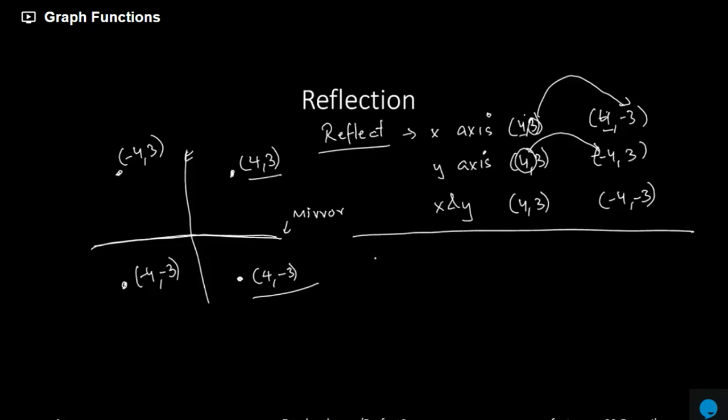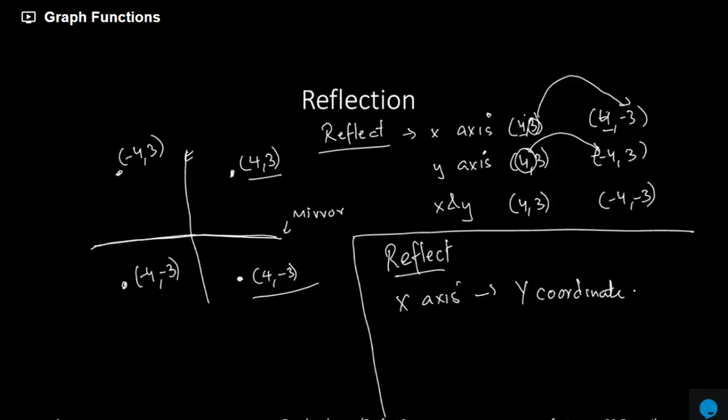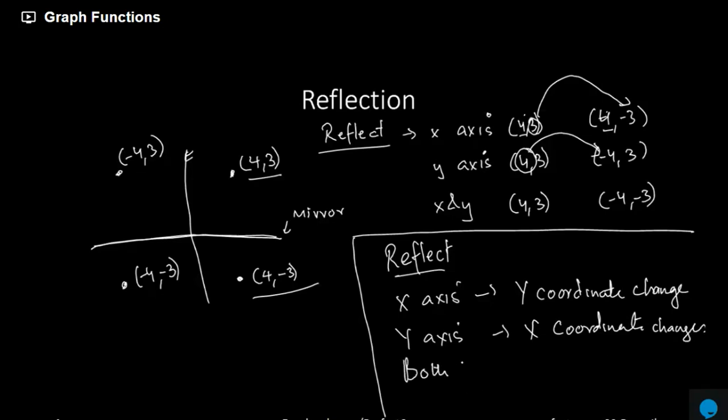That brings me to my first point when it comes to graphs. When you reflect something according to the x-axis, the y coordinate changes, right? So the y coordinate is going to change. Similarly, when I reflect something according to the y-axis, the x coordinate changes, right? And when I reflect something according to both the axes, then both the coordinates change.